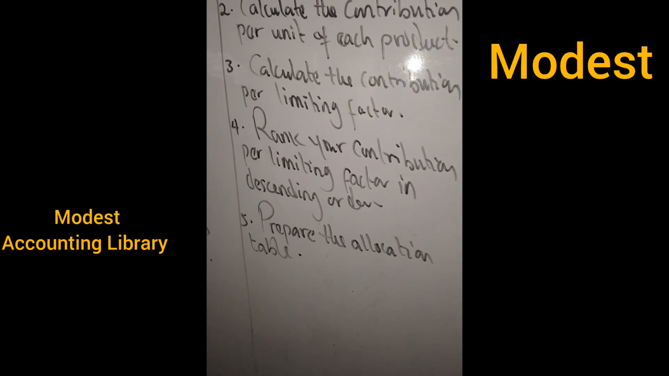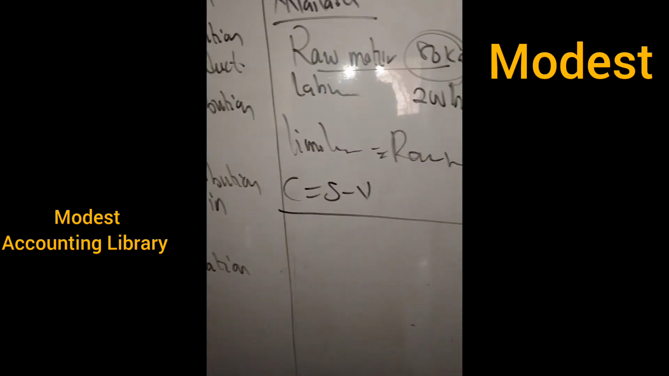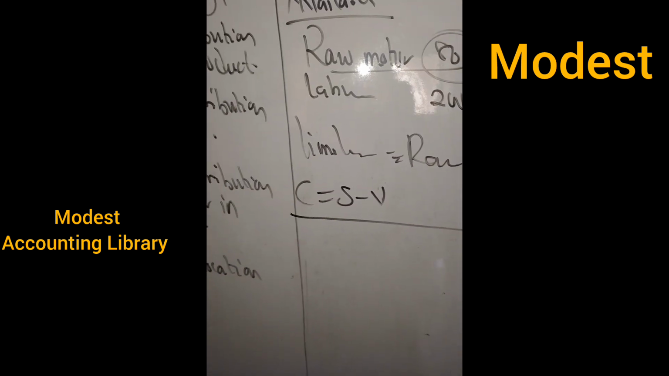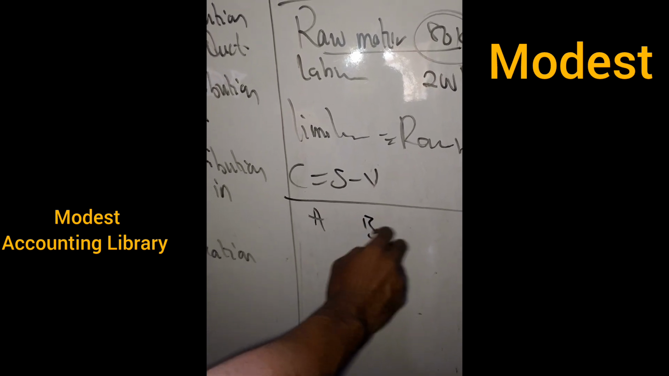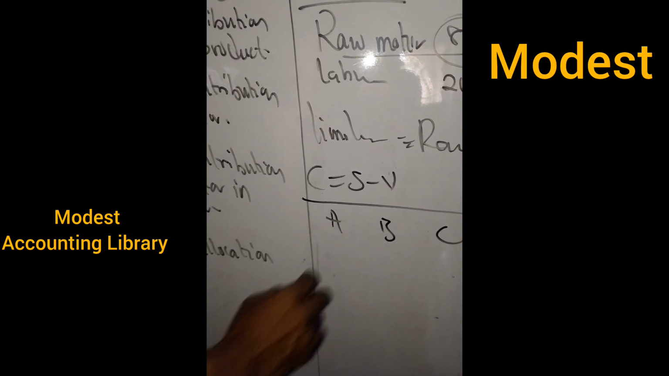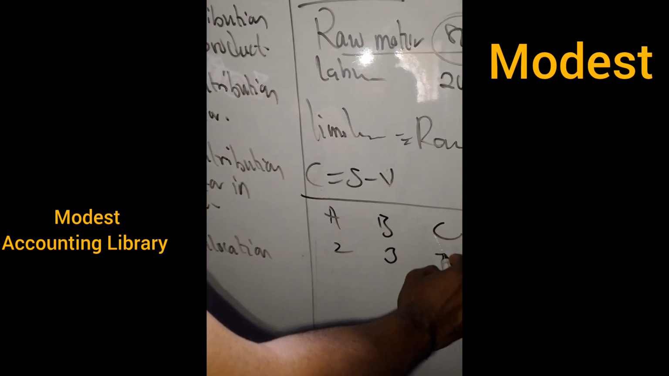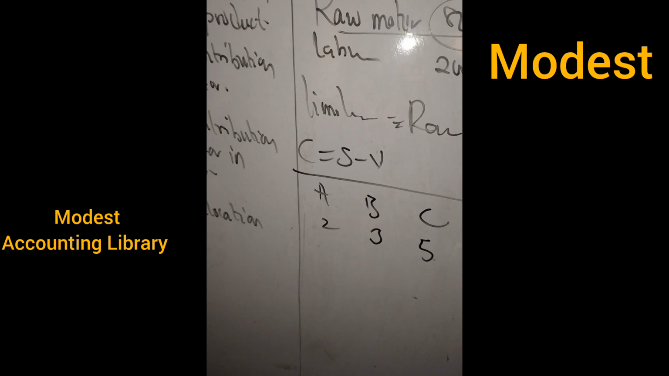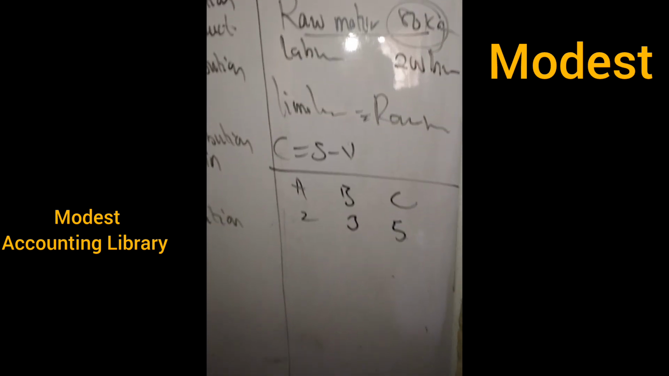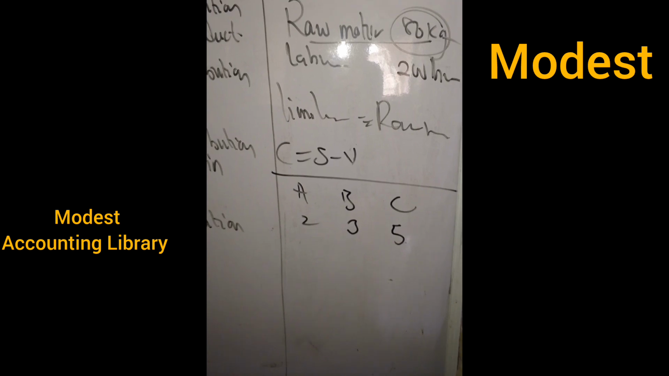In descending order. Let's take, for example, after we must have calculated the contribution per limiting factor, and the contribution, let's say for product A, B, C, the contribution here is 2, the contribution here is 3, and the contribution here is 5. So it means that we are going to rank them in descending order. And what does descending order mean? From highest to lowest.